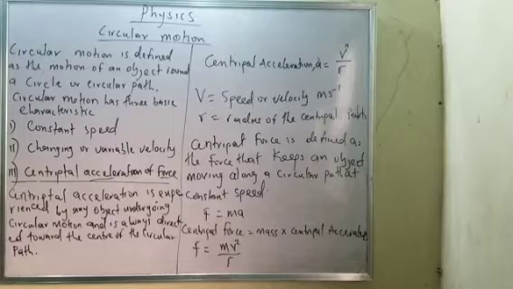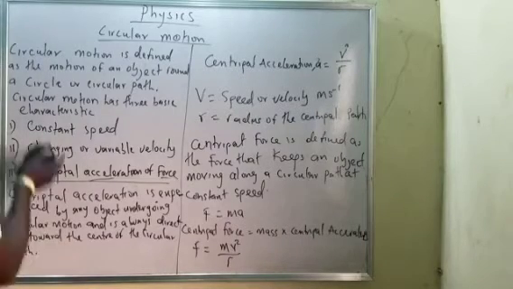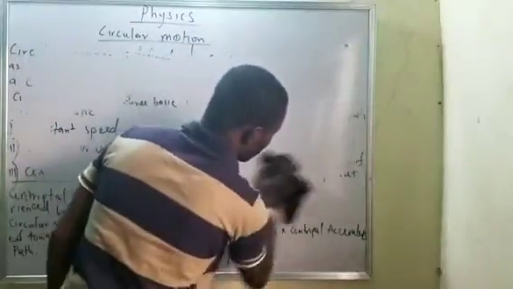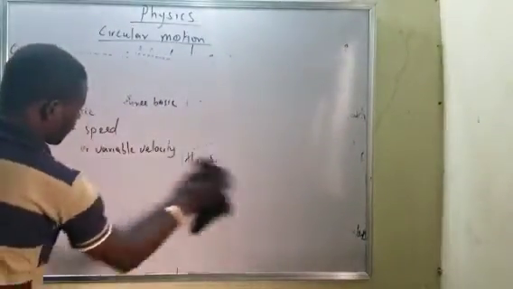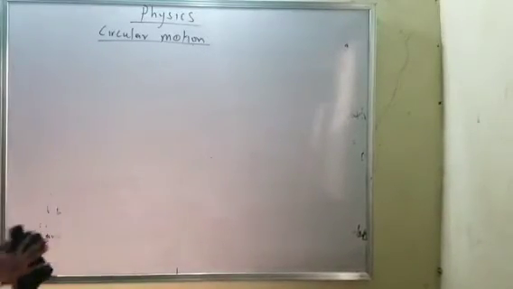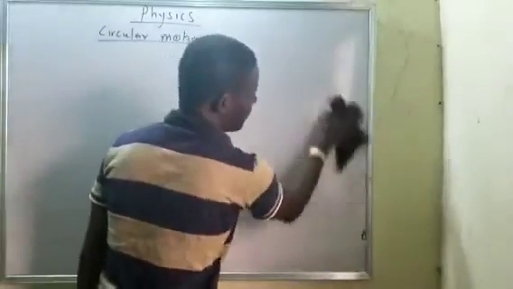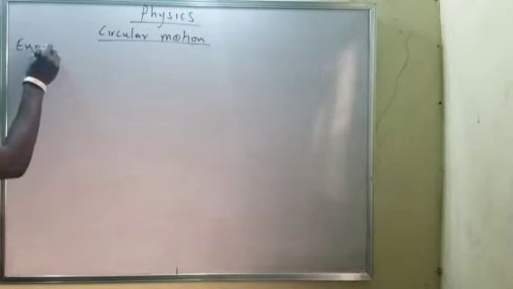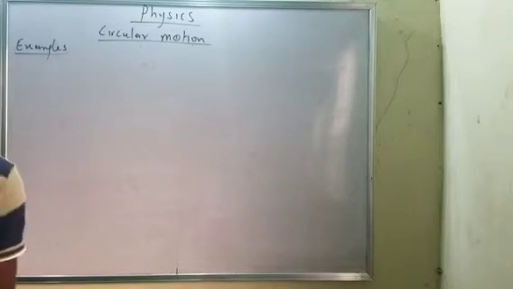Now, let me show two or more examples on this part of circular motion. Now, let me show one of my examples. Let me start with example 1.